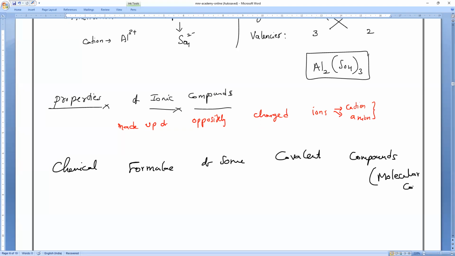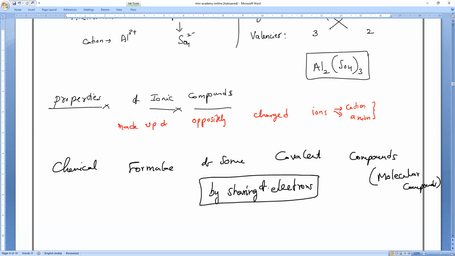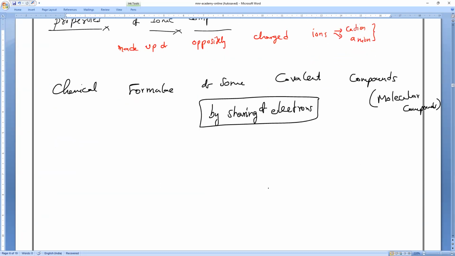Molecular compounds. So here the compounds will form by what? No donating electrons, no receiving electrons. Only by sharing of electrons. So basically remember, the force by which these atoms are joined together, the bond we call a covalent bond. The bond which is present is actually a covalent bond. Clear? Here only sharing of electrons will take place.